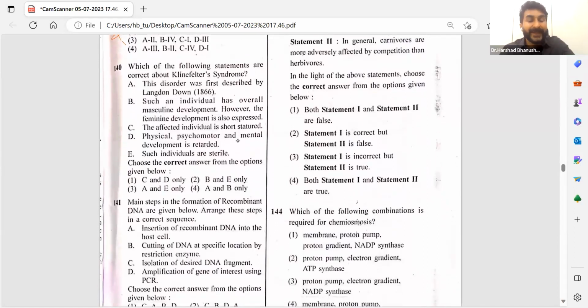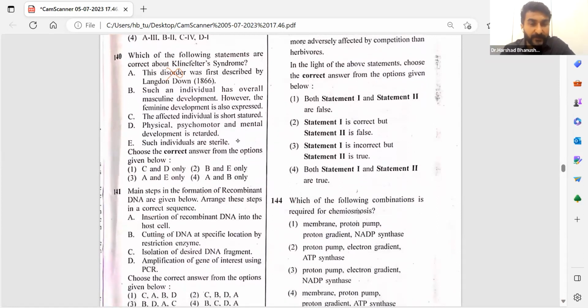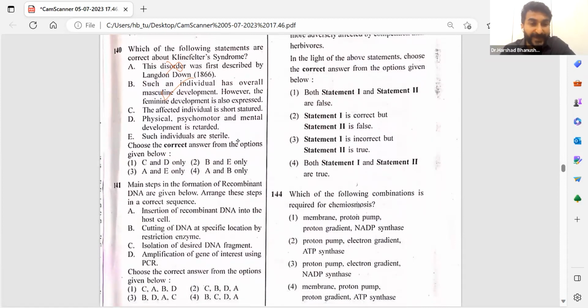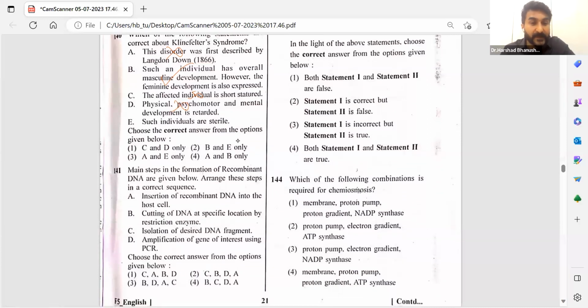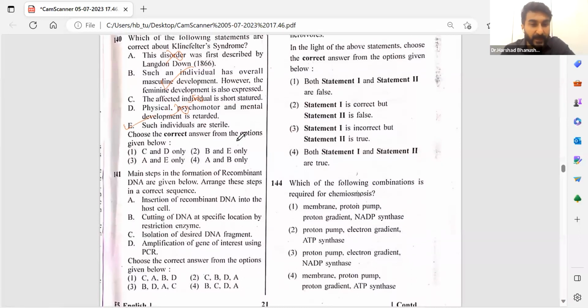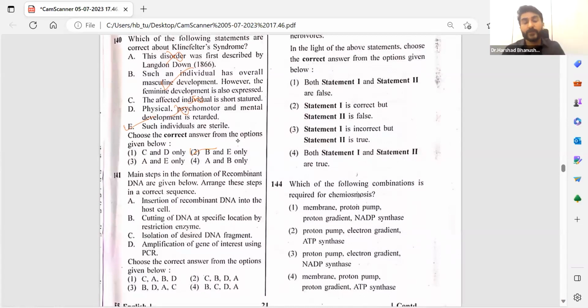Which statement is correct about Klinefelter? This disorder was first described by Langdon Down. Wrong. Down syndrome was described by Langdon Down. Such an individual has overall masculine development. However, feminine development is also expressed. Yes, this is a correct statement. They show gynecomastia. This is a correct statement. The affected individual is short-statured. Wrong. That's not in case of Klinefelter. The physical, psychomotor, mental development retarded. Wrong. That's in case of Down's. Such individuals are sterile. This is a correct statement. So B and E are the correct statements. I will mark the option number 2.